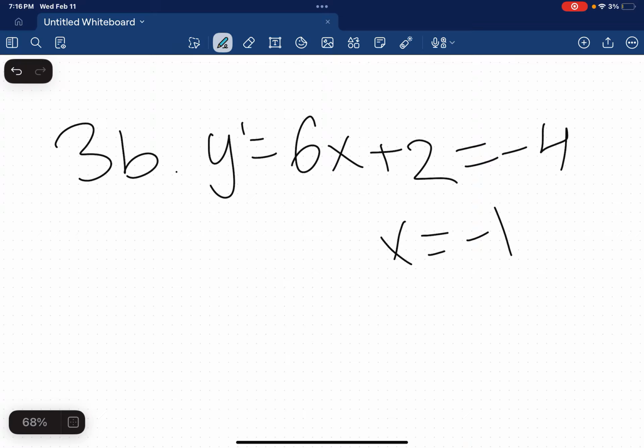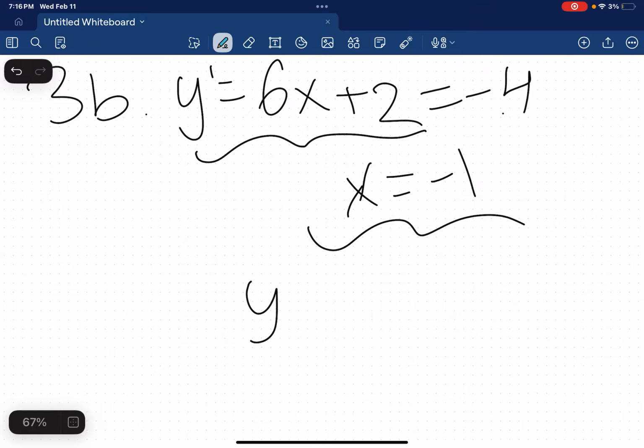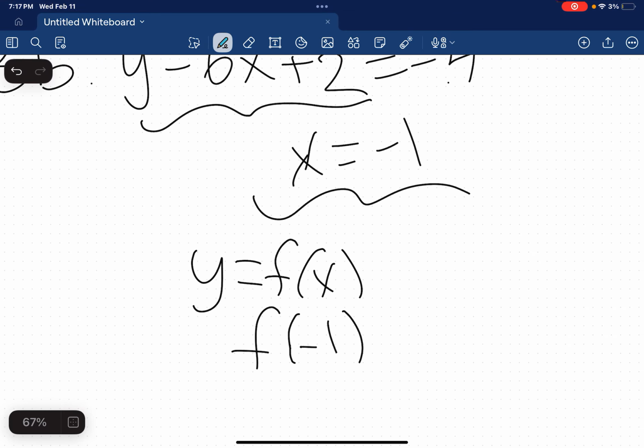Then we go back to the original. I need to explain this a bit more. It's asking us to find the coordinates of the point on the curve, so the original curve, where the slope is -4. This is the slope equation here, so we're going to set the gradient or the slope to -4 to get our first x coordinate. And at that coordinate in the original function, let that equal f of x, that's going to be our y value.